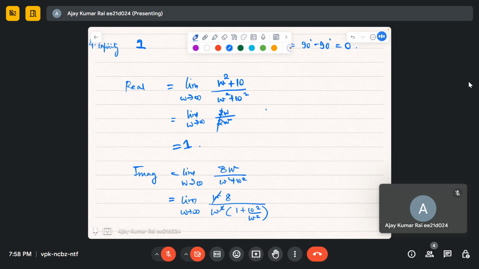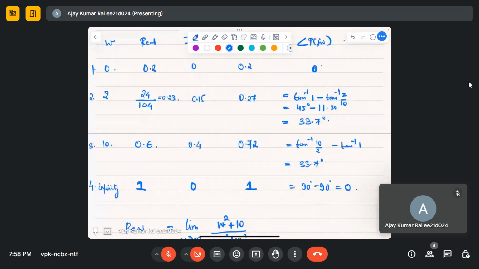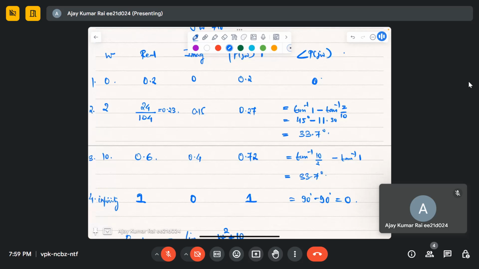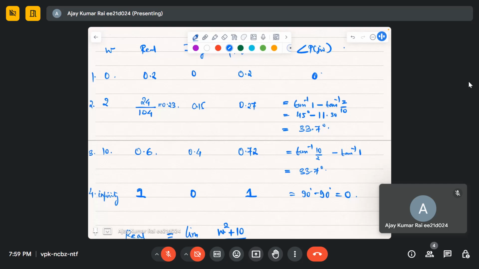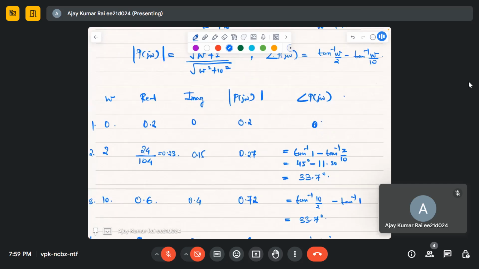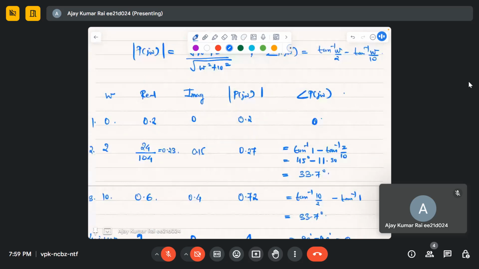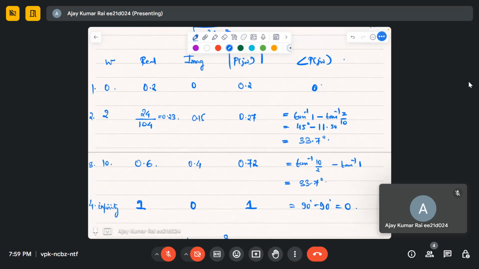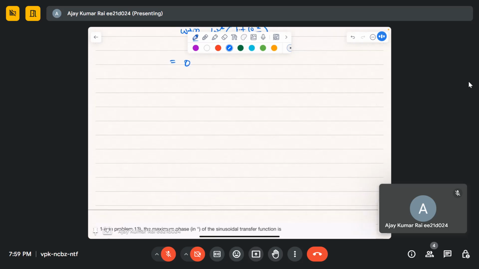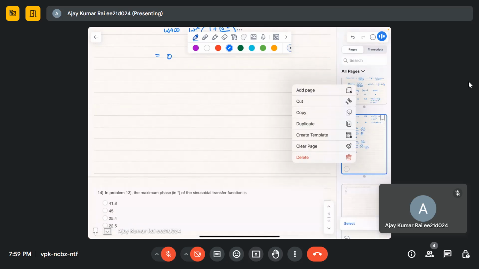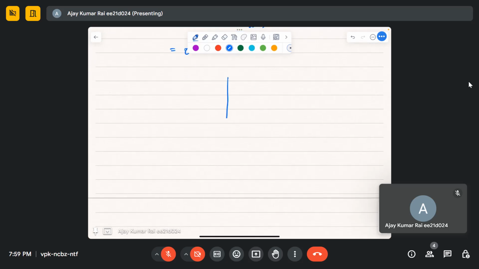And if you see the imaginary part, it is 8 omega by omega square plus 10 square. If you put the limit, you will get 0. So that's why real part is 1, imaginary is equal to 0. And the magnitude, root of real part square plus imaginary part square, is equal to 1. And for the phase, just put omega equal to infinity, which will be 90 minus 90 equal to 0. Okay, we have 4 points. I wanted to convey some observation, that's why we have calculated additionally for omega equal to 2 and omega equal to 10.